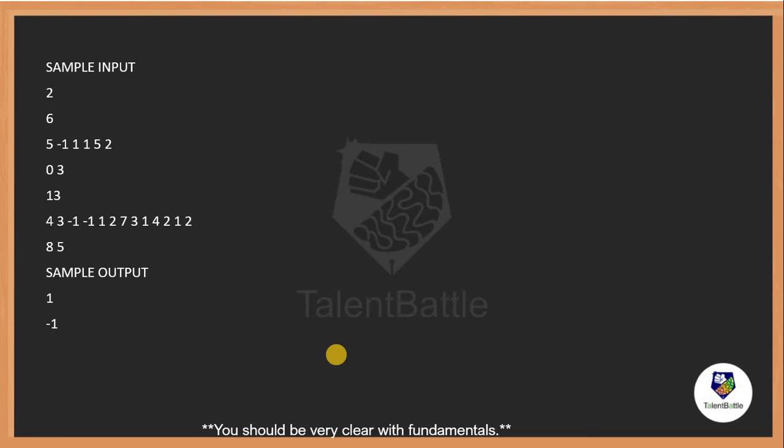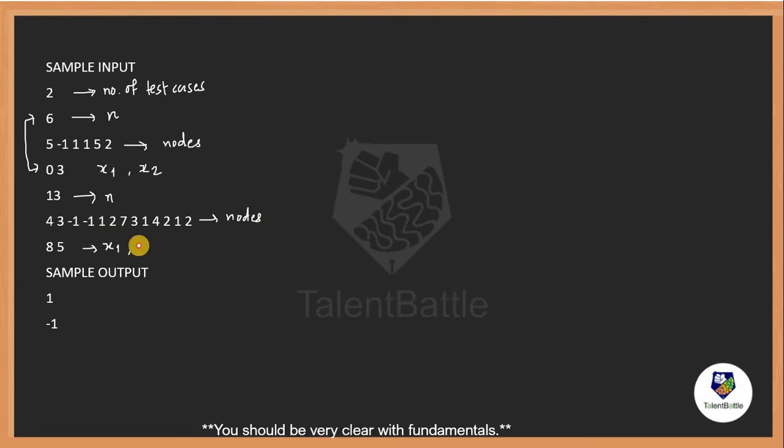First input line, as mentioned, is the number of test cases. So two test cases are there. The first test case has the value of n, and these are the node values provided. Then x1 and x2 are given, 0 and 3. So these are the three inputs that we have to provide. Then the second test case, again in the same format: 13 is the n value, these are the nodes. Then x1 and x2 respectively, 8 and 5.